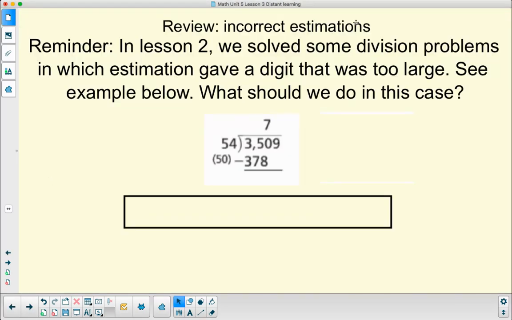All right, first we're going to review. In Lesson 2, we solved some division problems in which estimation gave a digit that was too large. See the example below. What should we do in this case? So if I was dividing 3,509 by 54, I would round 54 to 50. So for my estimate, now 5 goes into 35 7 times. So I'm going to think there's 7. My estimate is 7. But when I multiply 7 by 54, I get 378.